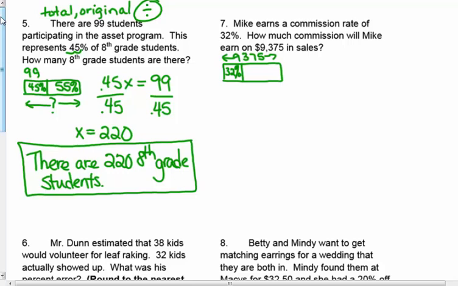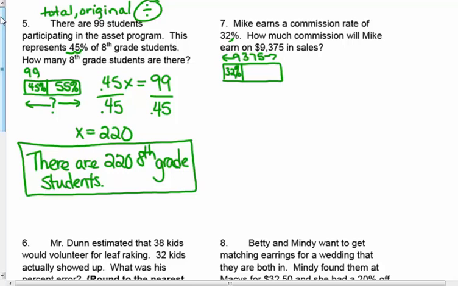So when I'm asked, what is his commission, that's asking me what is the part. What is the tax, that's asking me part of what you pay. When it's asking me what is the tip, it's asking me part of what you pay. Commission, when it's asking you what is the commission, what is part of the money that Mike's going to earn? He's going to earn part of this $9,375.